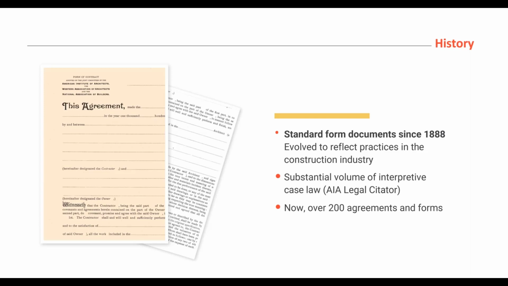That just should give you some suggestion of how pervasive the use of the AIA documents is in the construction industry. In 1888, we published one document, the Uniform Contract. Since then, the program has evolved to now over 200 agreements and forms that cut across every major delivery model in the construction industry, and that represent agreements between all of the major stakeholders.